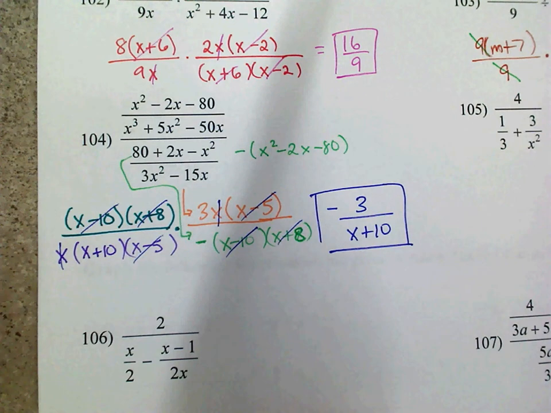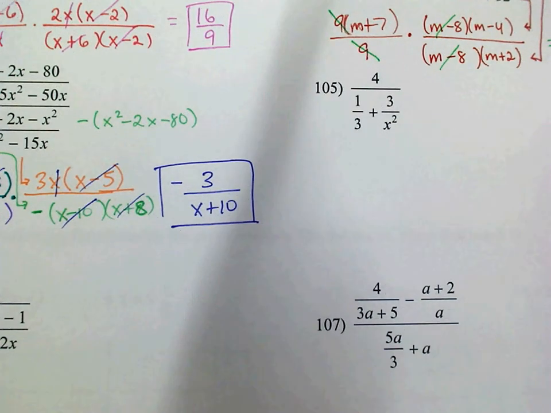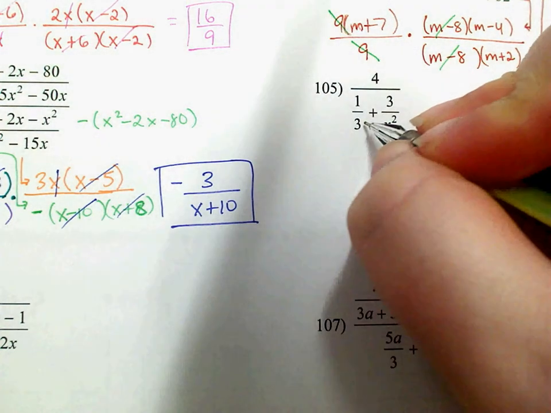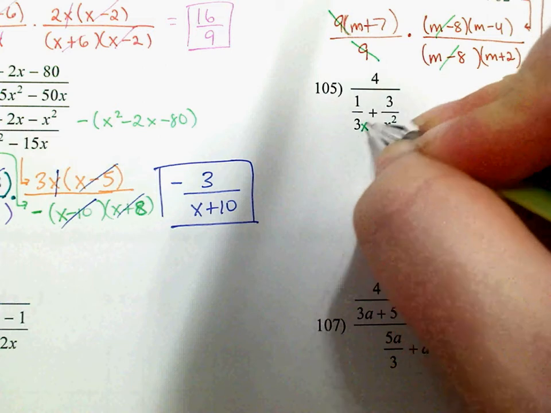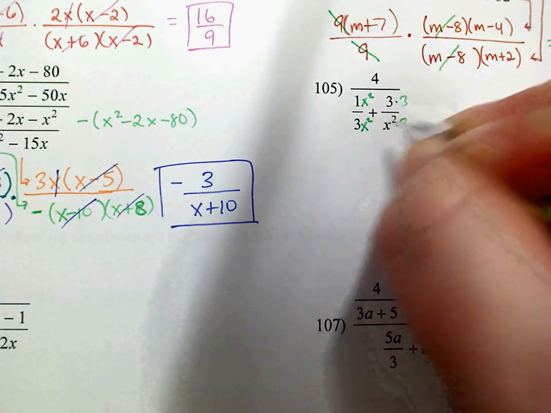All right, number 105. So 105, you want to simplify the fractions in the denominator so you have a single fraction. And the only way you can add two fractions is if you have a common denominator. So I'm going to multiply this one. They have nothing in common right now. I'm going to multiply this one on top and bottom by x squared and this one by 3. So now they both have 3x squared in the denominator.